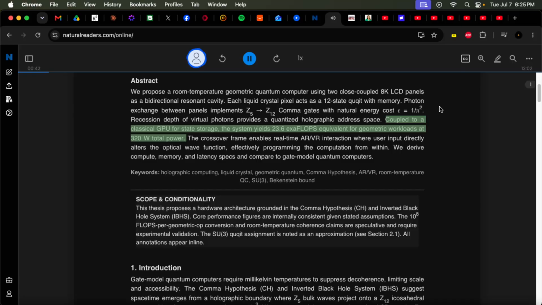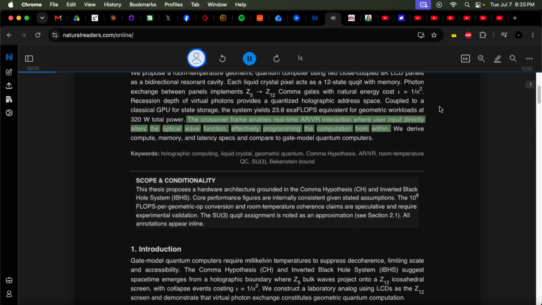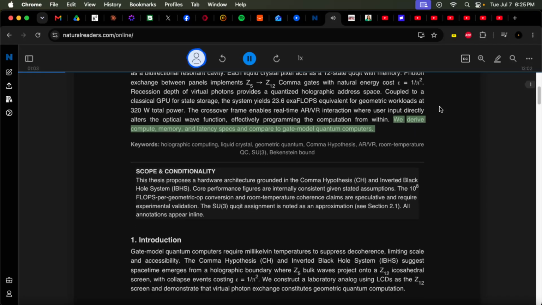Coupled to a classical GPU for state storage, the system yields 23.6 exaflops equivalent for geometric workloads at 320W total power. The crossover frame enables real-time AR/VR interaction where user input directly alters the optical wave function, effectively programming the computation from within. We derive compute, memory, and latency specs and compare to gate model quantum computers.